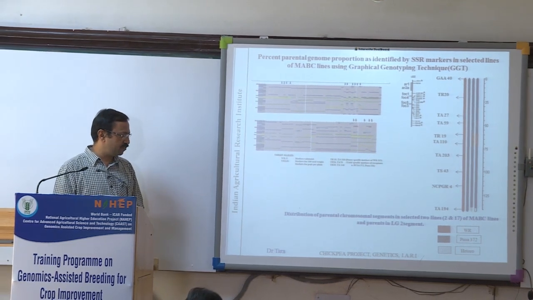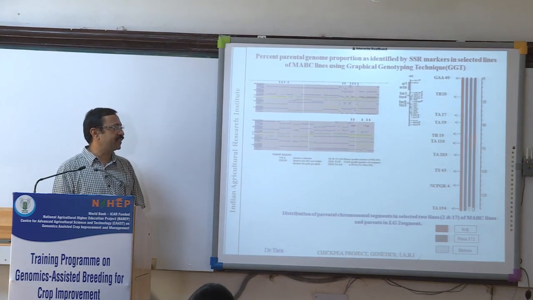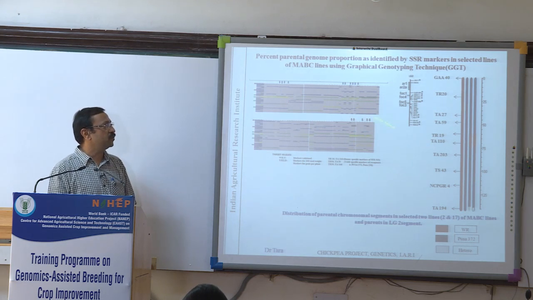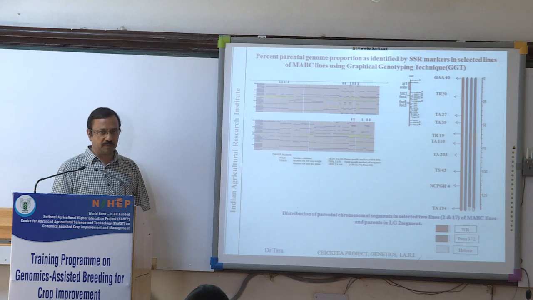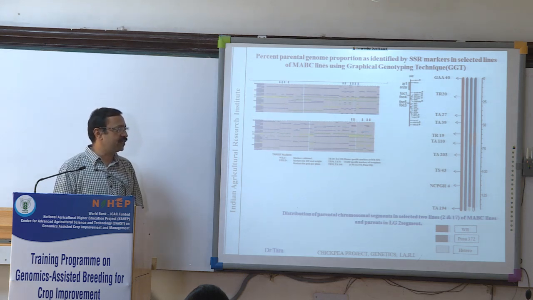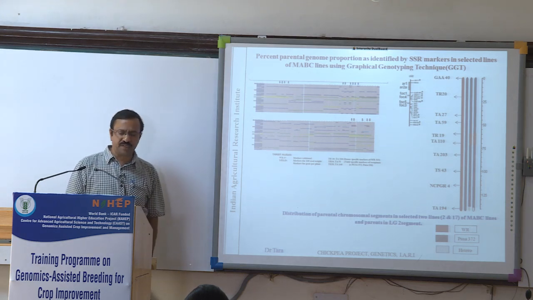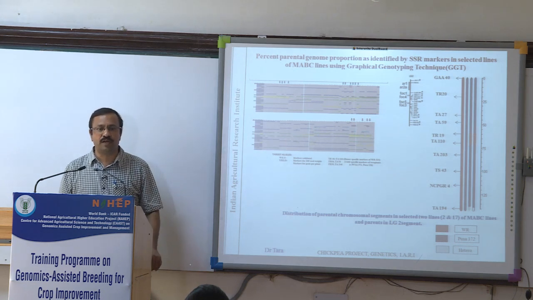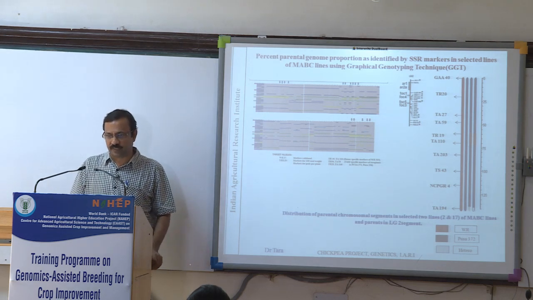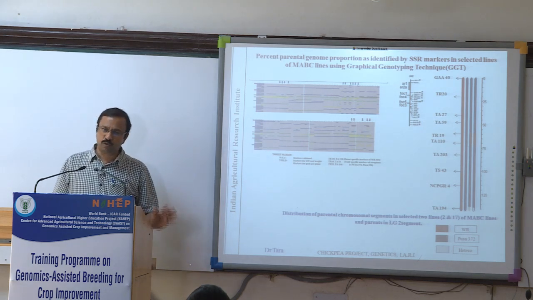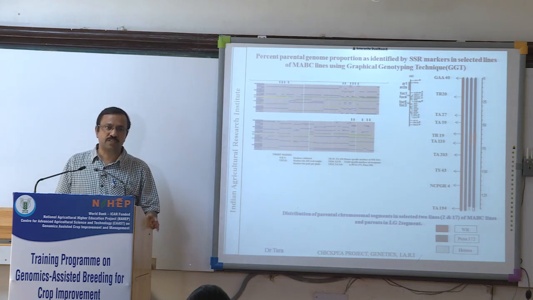So this is again one of my students' work. Of course, we have taken the help of my better half, Dr. Tara, to generate this graphical genotyping or GGT technique, but my PhD student is currently working on it. You have heard these words quite often, MARS and MABC, marker assisted recurrent selection and marker assisted backcross breeding. In both places you are using markers which are linked to the QTLs of our interest.